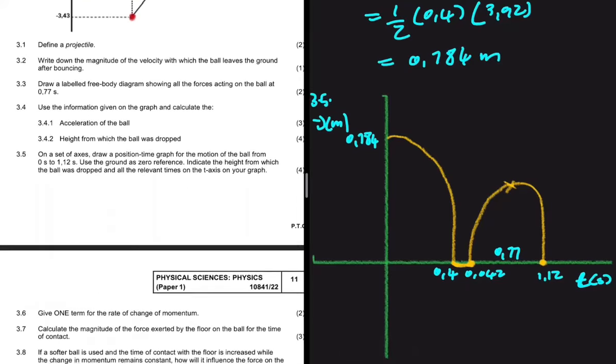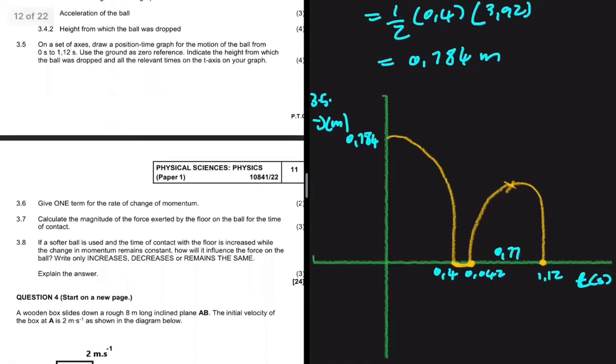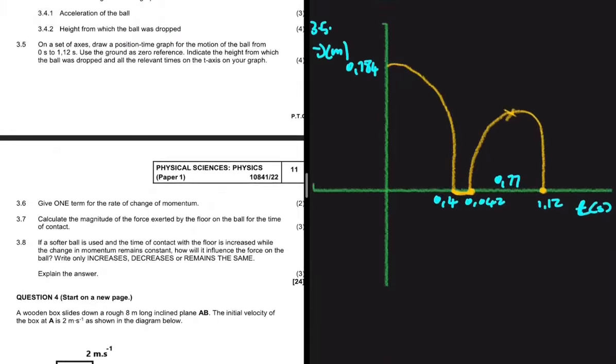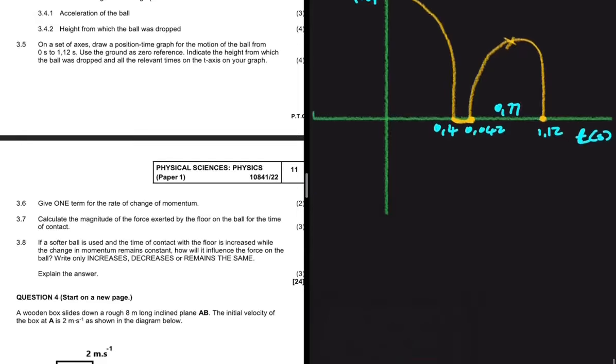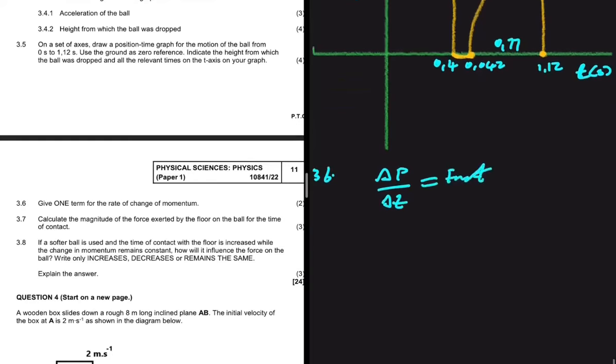Let's look at 3.6. Give one term for the rate of change of momentum. What's happening here? The rate of change of momentum, delta p divided by delta t. We know fully well that this is equal to F net. So the one term which we should give is net force, right? If not net force, then at least resultant force. There isn't anything else we can say there.